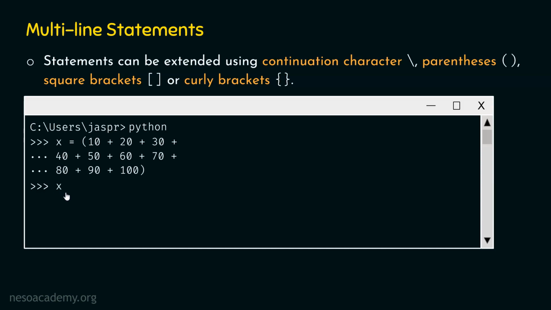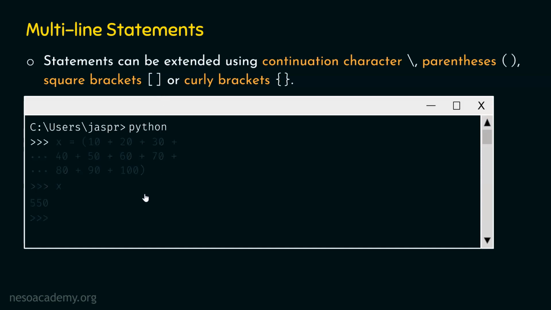Now let's type X and hit enter. We'll get 550 as a result. And that is what we are expecting, because the result will remain the same, only the method has been changed. Now let's see how to utilize square brackets to extend the statements in multiple lines.